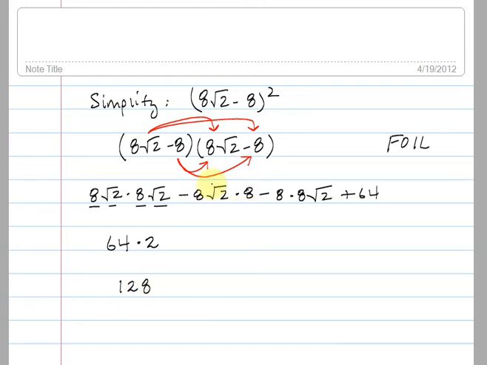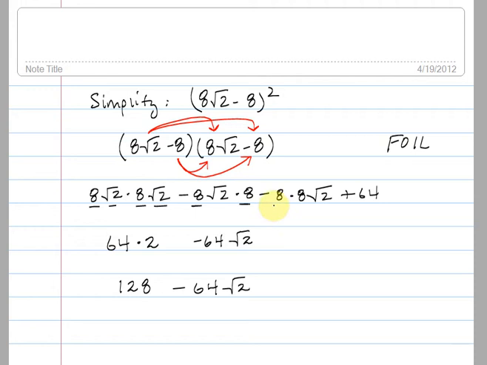And now if we jump to the second part here, we have negative 8 times 8, which is negative 64. And then the square root of 2 just gets tacked on here to the end. So that second part simplifies to negative 64 square root of 2, or minus 64 square root of 2.